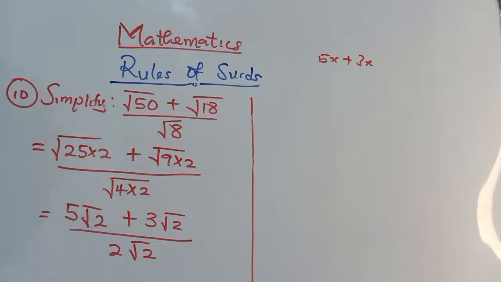That means 5 root 2 plus 3 root 2 is what? 8 root 2.